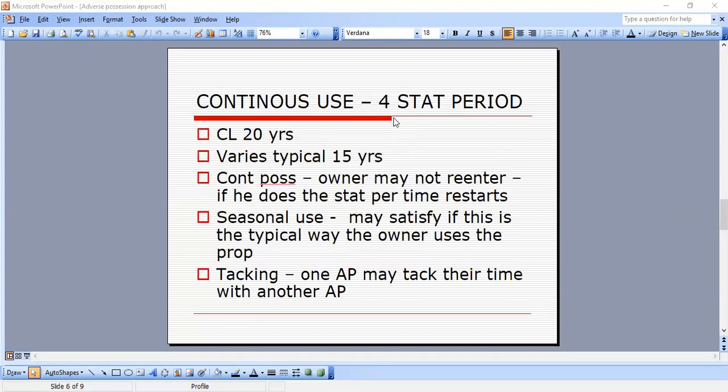Next one, continuous use for a statutory period. If they don't give you a statutory period in the facts, common law is usually 20 years, but it varies, with 15 years typical.